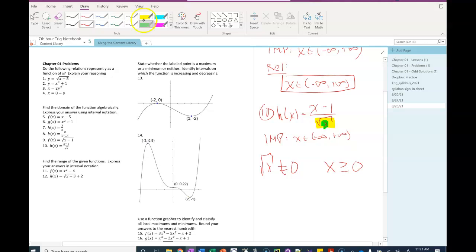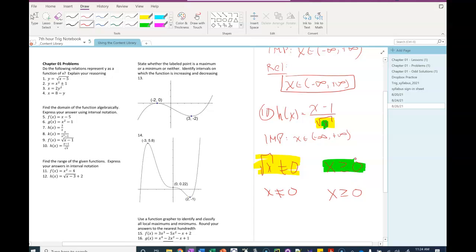Is that okay with everybody? So this one is from the stuff in the denominator, and this one is from the stuff under the square root. So far, so good? So I can solve the square root of x not equal to 0 by just squaring both sides. And x is greater than or equal to 0 doesn't require any solving because the x is already by itself.